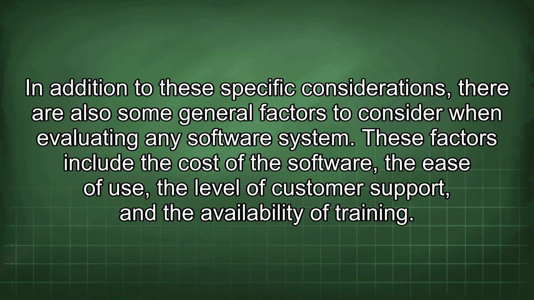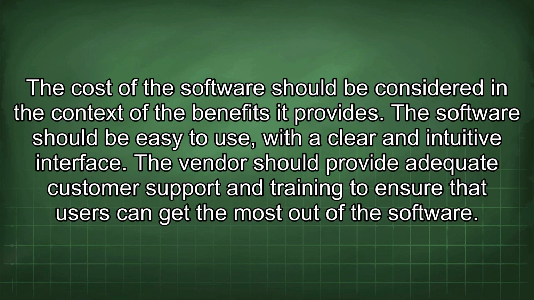In addition to these specific considerations, there are also some general factors to consider when evaluating any software system. These factors include the cost of the software, the ease of use, the level of customer support, and the availability of training. The cost of the software should be considered in the context of the benefits it provides. The software should be easy to use, with a clear and intuitive interface. The vendor should provide adequate customer support and training to ensure that users can get the most out of the software.